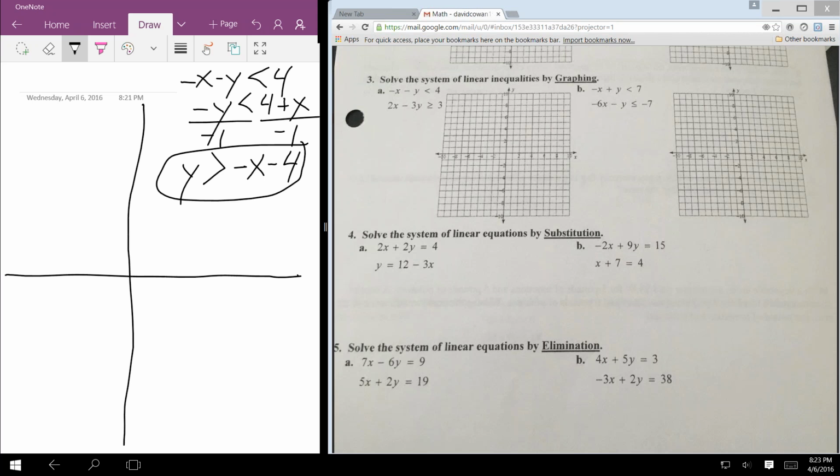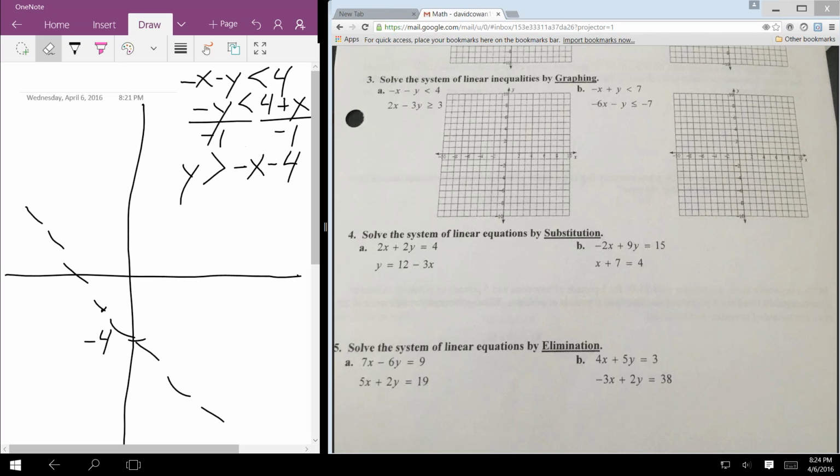Where do I start? You would start at negative 4, and then go down 1 over 1 to the right, a negative slope. Is that a dotted line or a solid line? That would be a dotted line, because it's just greater than. It's not greater than or equal to. If I had the equal sign under there, it would be a solid line. That's the difference.